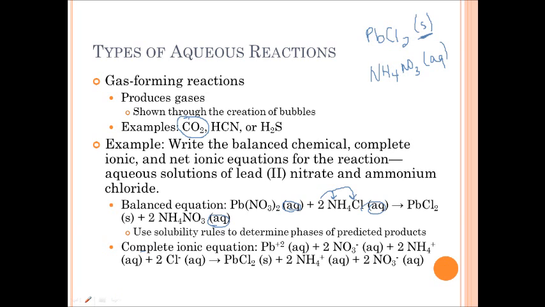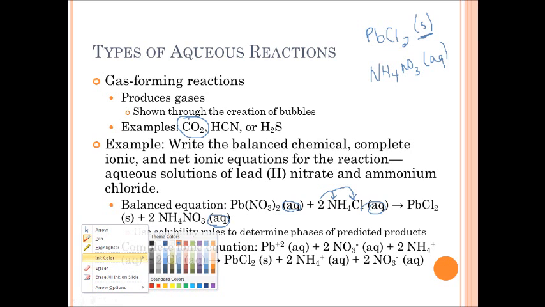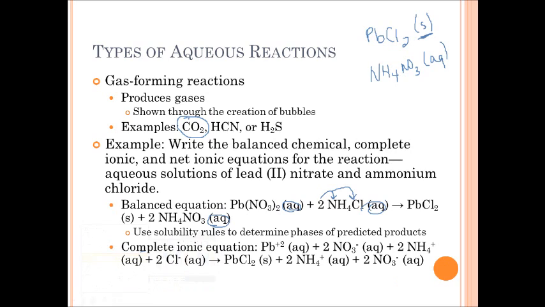Okay? Well, this should be easy because at this point we should be able to pick out what our spectator ions are. Okay, well nitrate is the same in both spots. Ammonium is the same in both spots. So then that should leave us with just our net ionic, which is lead +2 goes to chloride, 2 chloride minus 1 creates lead 2 chloride.